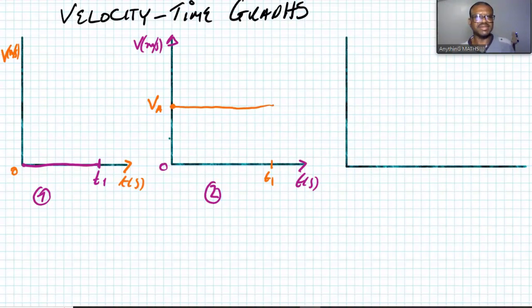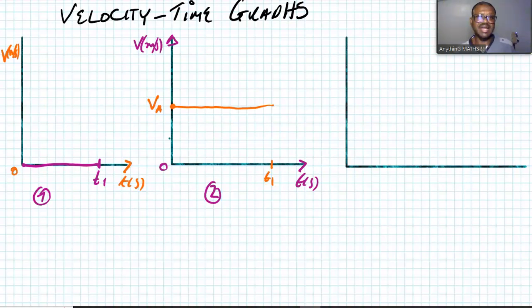What do you see? It means this is a representation of a particle moving with a constant velocity. Now, when you find the gradient of this line, what kind of value are you going to get? It's going to be 0.